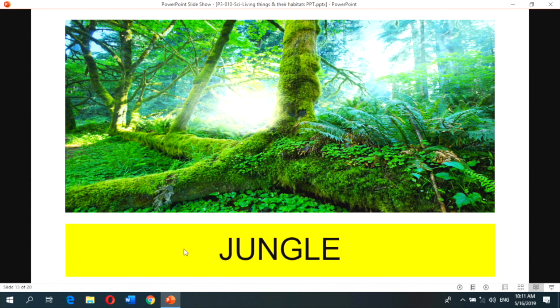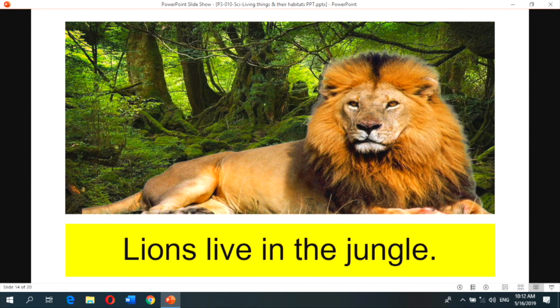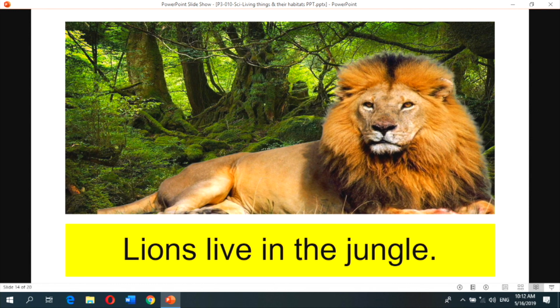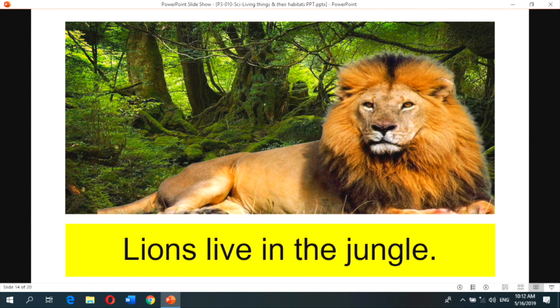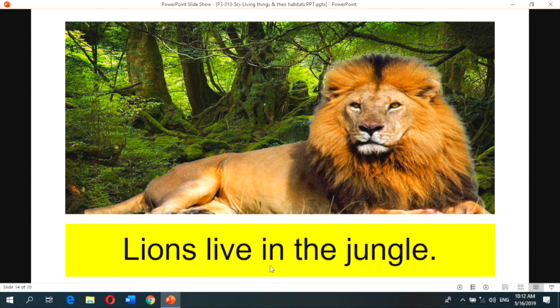Now, jungle. Now, many different living things live in the jungle. But does anybody know what is the king of the jungle? What animal do we call king of the jungle? Excellent answer. So what can we say? Lions live in the jungle. And be careful, this lion is moving. So one more time. Lions live in the jungle.